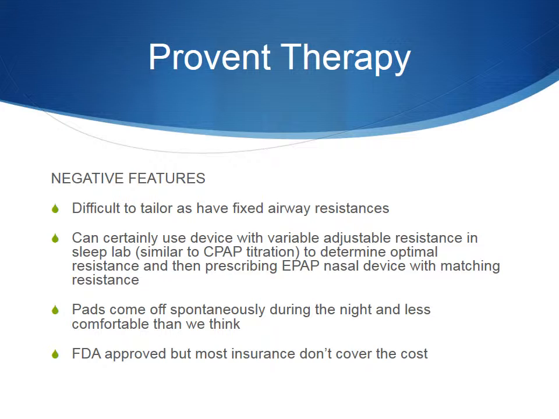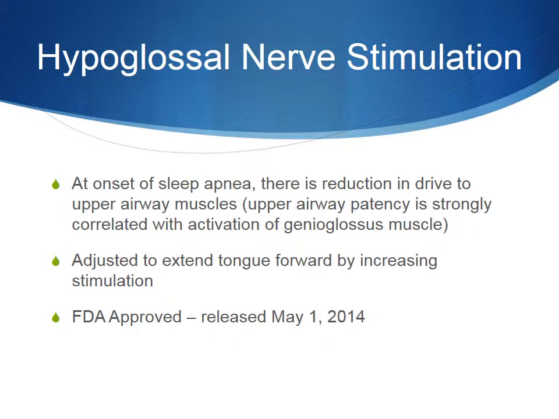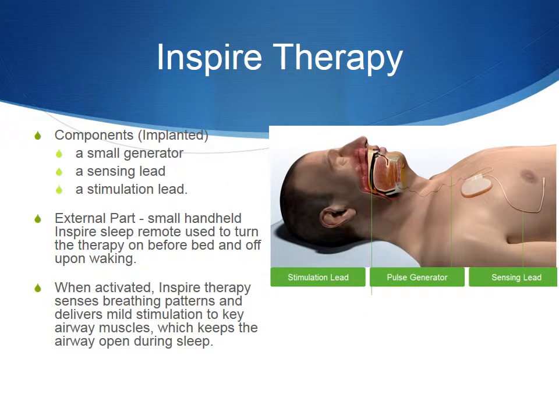And the other thing I wanted to bring up, which is really something very new, is hypoglossal nerve stimulation. It is a device that moves the tongue forward. It actually stimulates the genioglossus muscle to move it forward in the airway, and it can be adjusted, and it was just recently approved. What do you do with it? You have an implantable device that's somewhat like a pacemaker, and it has two wires. One wire is a sensing wire. It goes to the diaphragm and senses when the patient's going to take a breath.